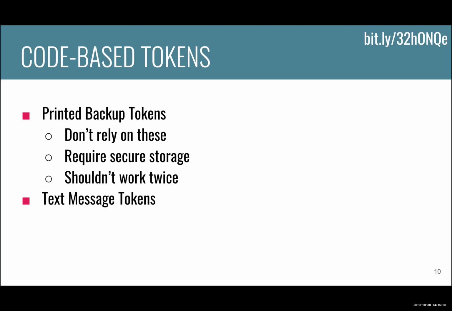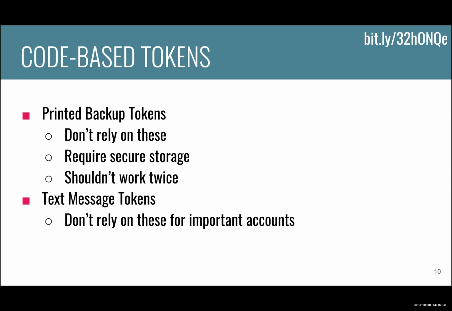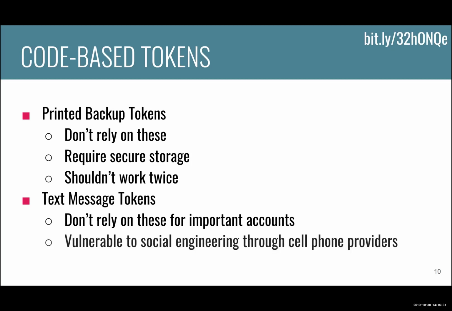Text message tokens are, at this point, we would say really don't rely on these for important accounts. And the big issue here is that social engineering that Jonathan was talking about a moment ago. So multiple cell phone companies have run into the issue of folks calling and then having cell phone service transferred to a new SIM card in order to intercept text message tokens for accounts like Twitter or Instagram or Facebook, things like that. So this was happening to famous people a lot for a while there.